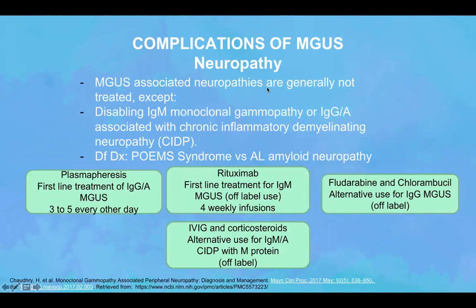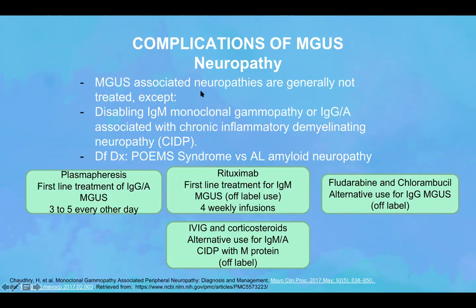In case of the neuropathy, this is usually not treated in patients with MGOS, but we're going to be treating them when we see many symptoms in this patient that are going to be affecting their life. The first line treatment for MGOS neuropathy is plasmapheresis, and this is going to be 3 to 5 times per week, every other day.